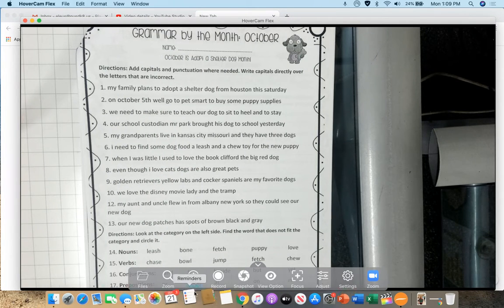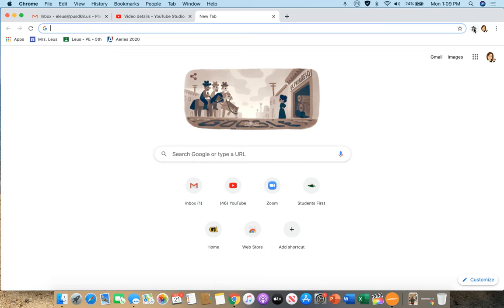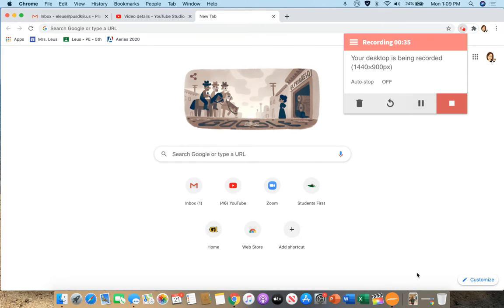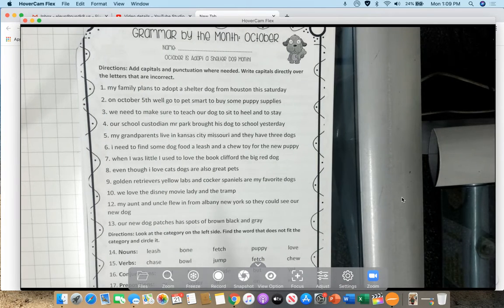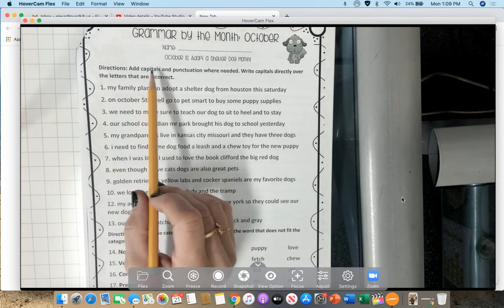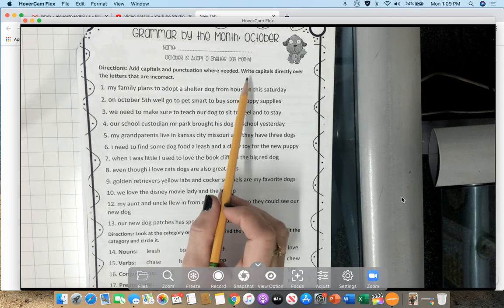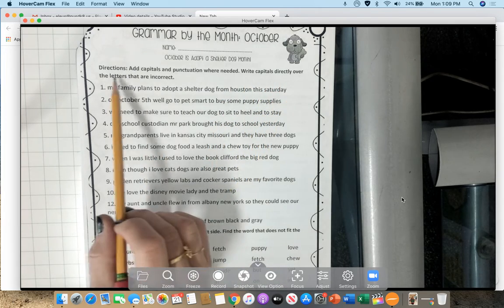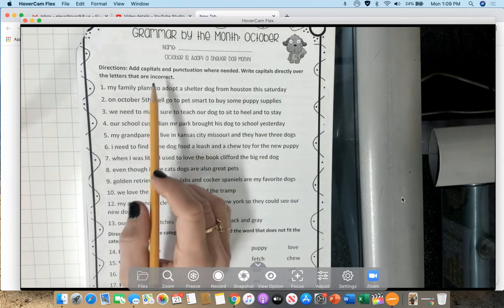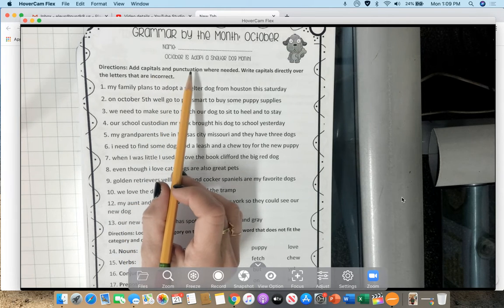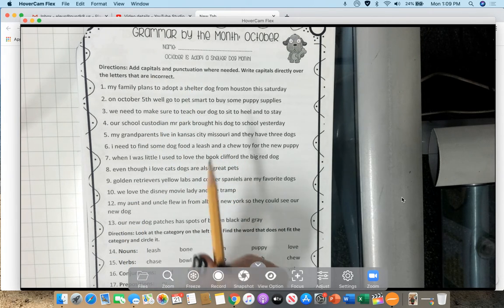Let's get started. Let me make sure my Screencastify is going. It is. Okay, cool. All right, so here we go. Directions: add capitals and punctuation where needed. Write capitals directly over the letters that are incorrect. So let's do capitals first, and then I will go through the same sentence and look at punctuation.